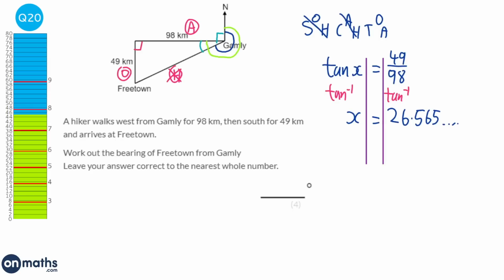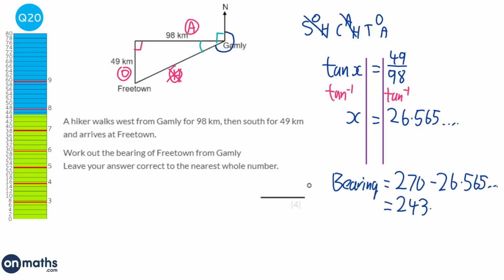Okay, so we know that the whole of the way around, up until this point, is 270, because we've got this 90 degree left. So what I'm going to do now is we're just going to work out the bearing. So bearing, we're just going to do 270 take away the 26.565..., and that gives us 243.434... It wants it to the nearest whole number, so that's going to be 243.